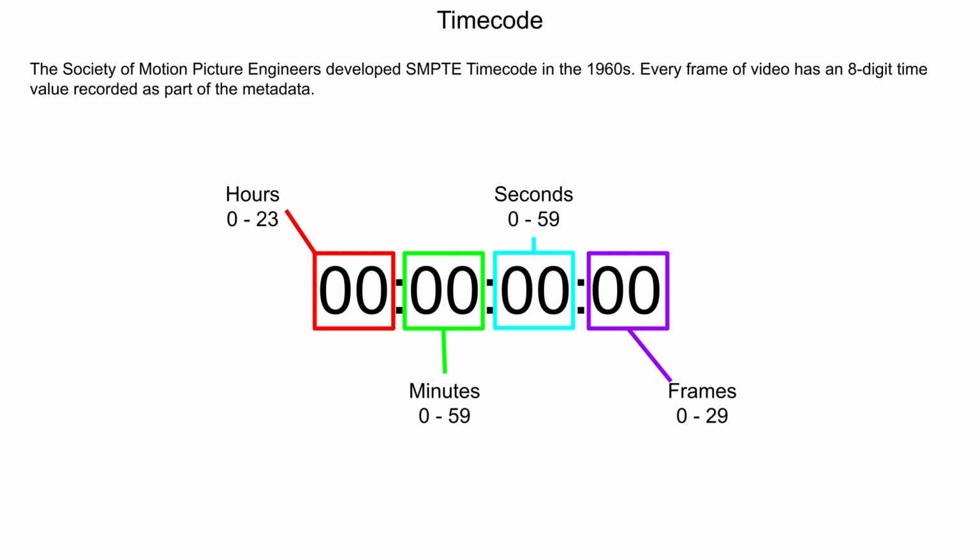The third pair of numbers is the seconds. They also go from 0 to 59. And the last pair of numbers are the frames. In the case of 30 frame per second video, they go from 0 to 29. It would be different if you were doing 24 frame, 25 frame, etc. But for our 30 frame per second or 29.97 frame per second, they go from 0 to 29.